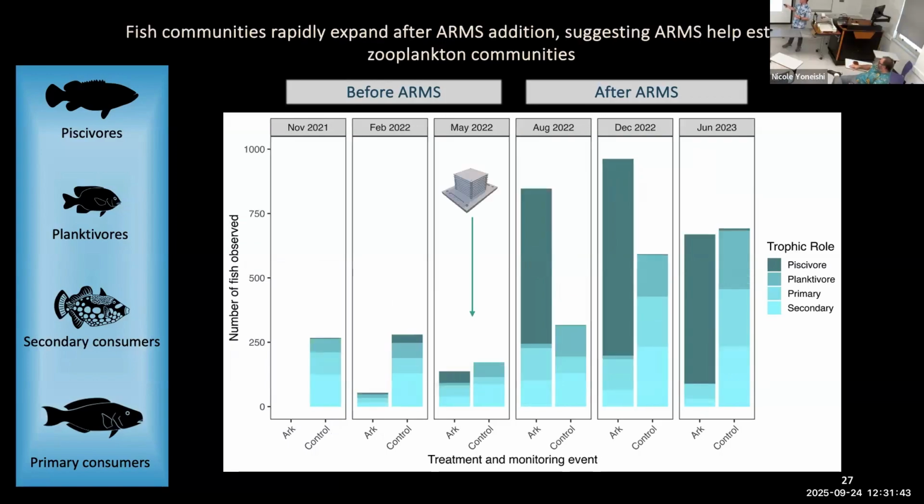Also interesting, this is when we deployed the arms units, which had all those critters in them. And after we did that, the communities just explode. What we think is happening here, though we didn't get to do any of the labeling work that we wanted to do, is that these arms are providing sources of zooplankton for the base of that fish community, which is then moving up the fish community and providing food.